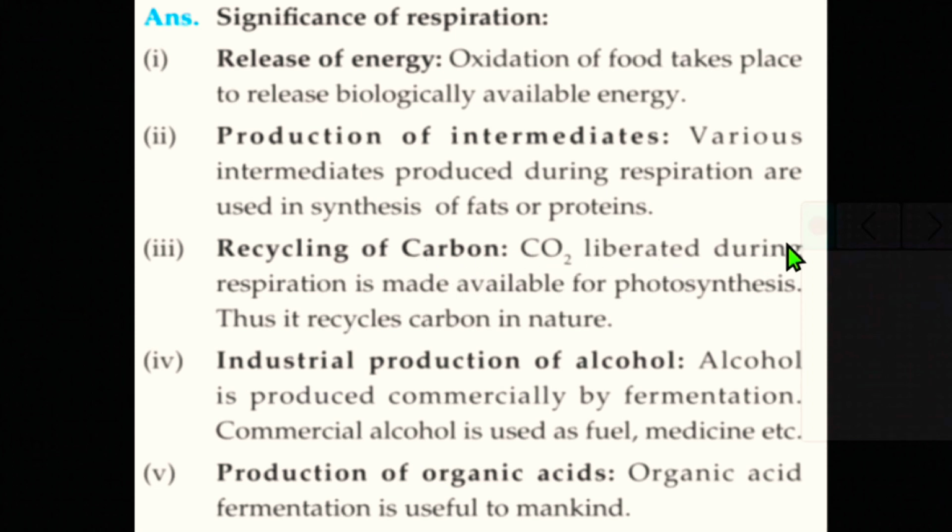CO2 liberated during respiration is made available for synthesis in photosynthesis. Thus it recycles carbon in nature. And fourth one is industrial production of alcohol. Alcohol is produced commercially by fermentation using anaerobic respiration, and commercially alcohol is used as fuel and medicines. The last one is the production of organic acids. Organic acids are produced by the fermentation process, which are useful for mankind.